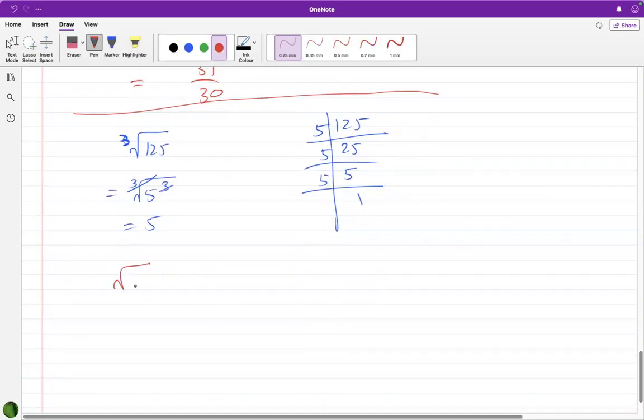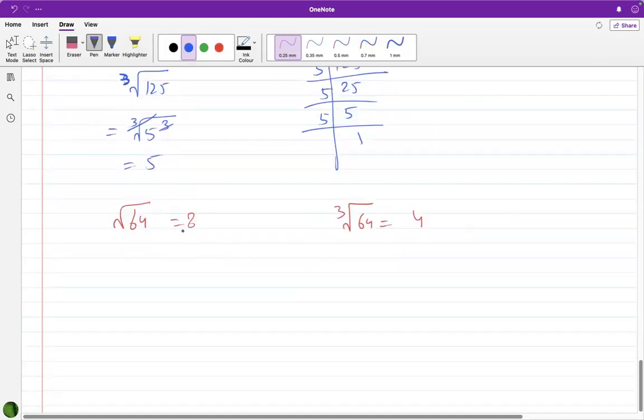We know that square root of 64 is 8. We know that cube root of 64 is 4. Any doubt? No. But let's assume we don't know that. So how will we solve it?